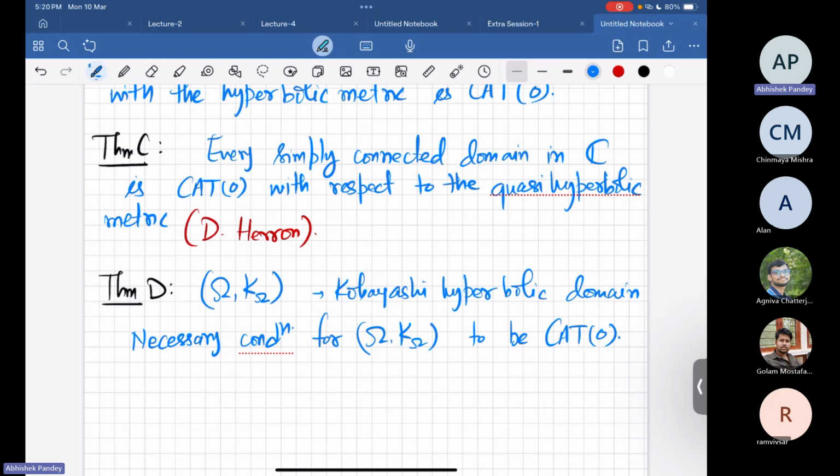Okay, yeah. Once I upload this lecture note, I will mention the proper reference. Okay, thank you. So I will stop here, and next day we will talk about Gromov hyperbolicity and the comparison between all these things. So, any other question?